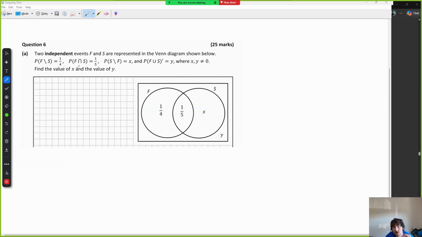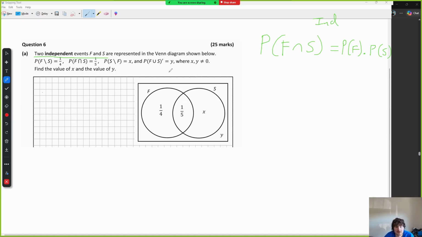So the great thing is, when you read a question like this and you see that all the information is on the diagram, you don't need to be rereading this statement up here, except for this one piece of information that isn't in the diagram. If F and S are independent, there is a special formula that works. It's that the probability of F intersect S is simply equal to the probability of F multiplied by the probability of S. That formula only works if they're independent. It doesn't always work, but in this question they tell us they're independent, so we will be using this formula.